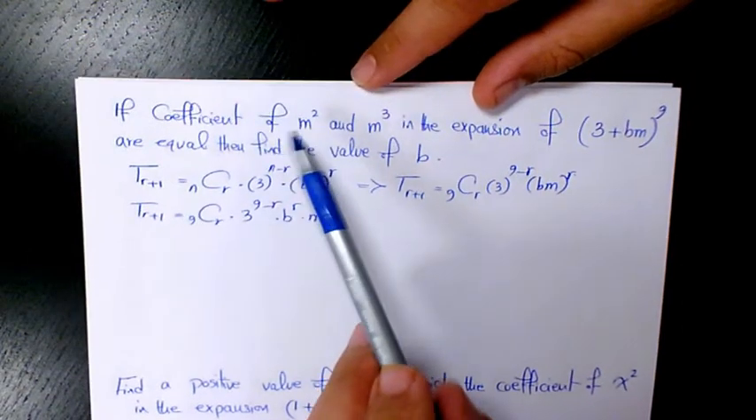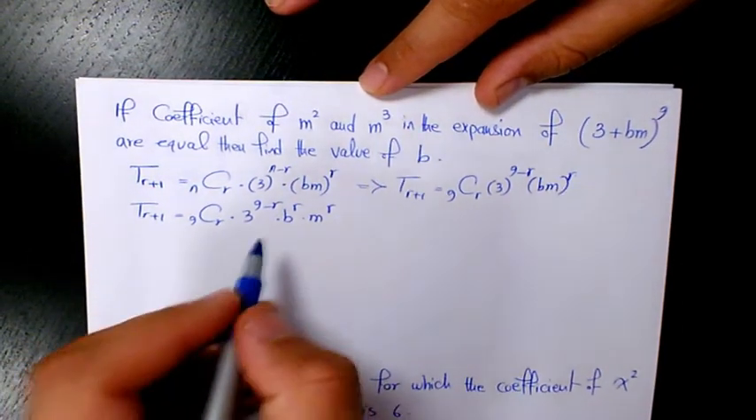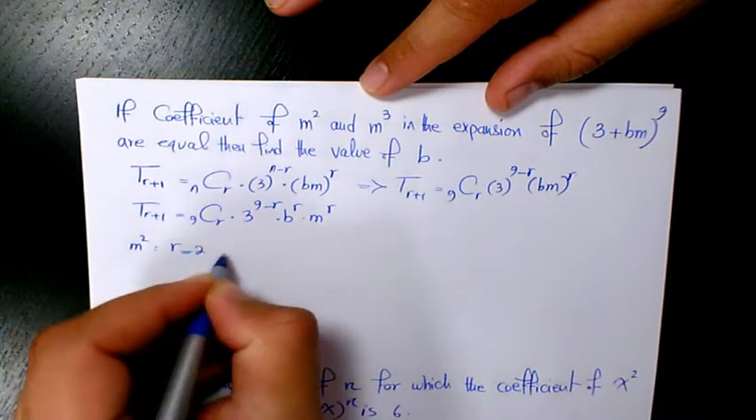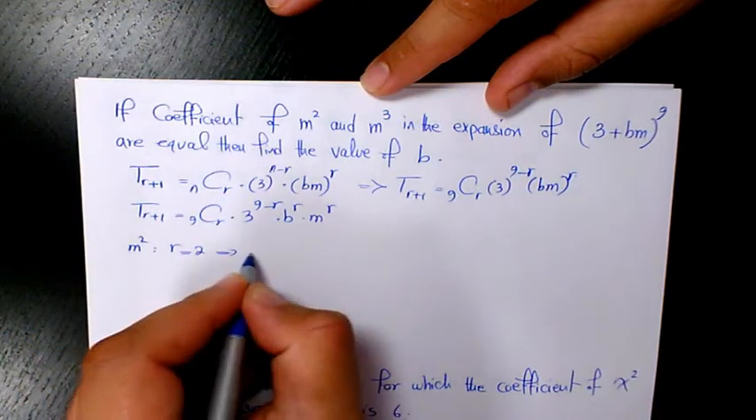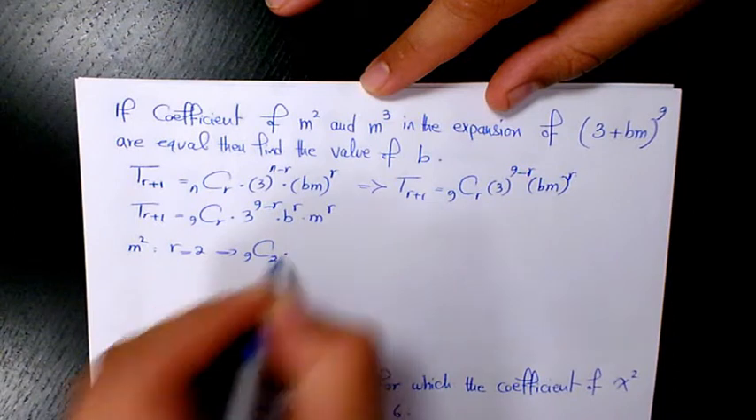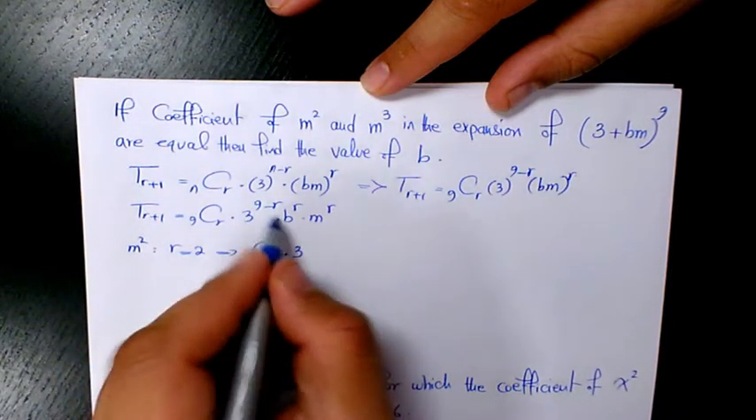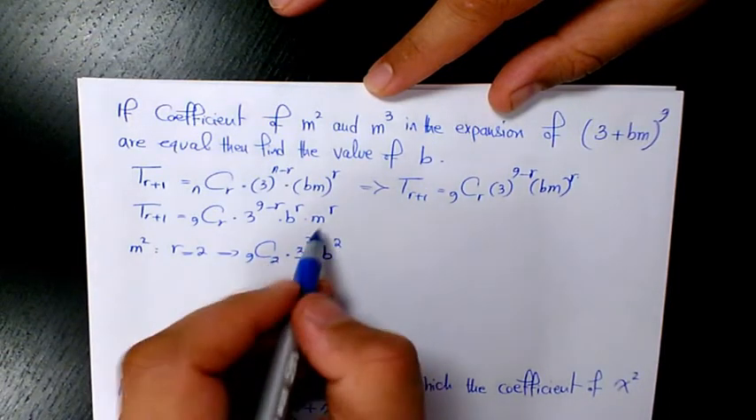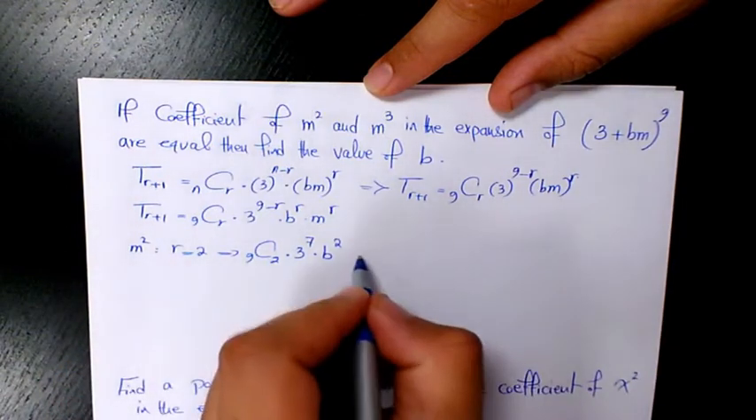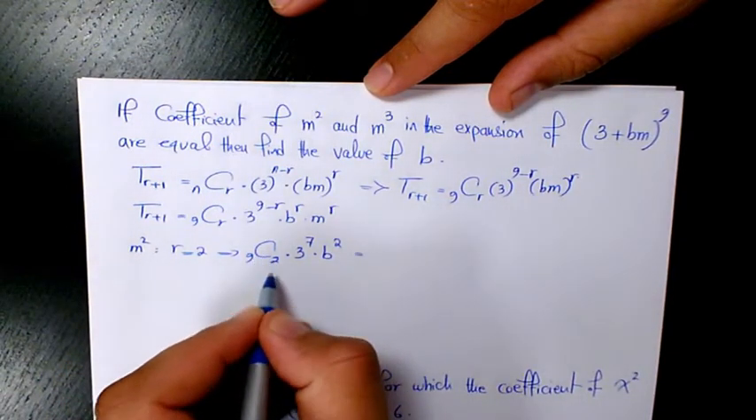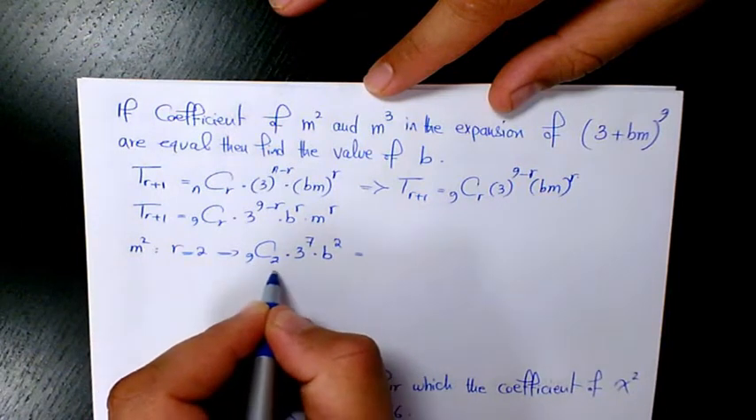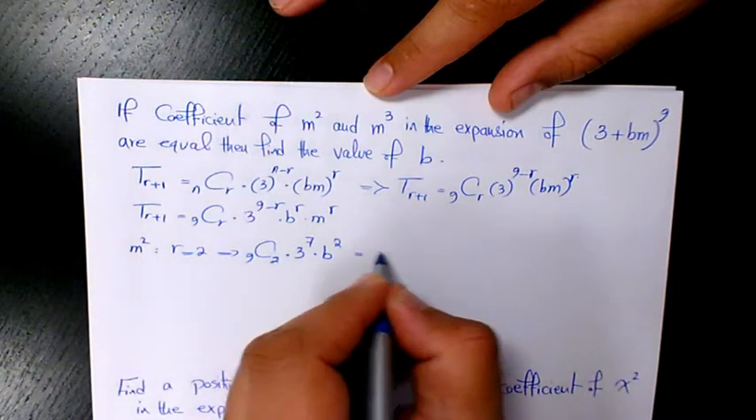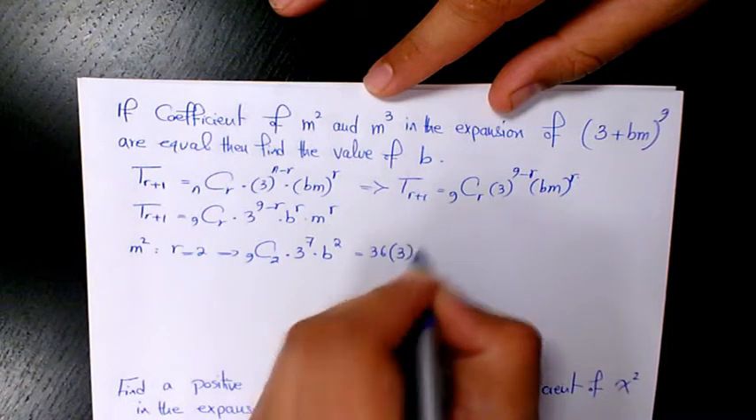Now it says the coefficients of m squared and m cubed are the same. When you're talking about m squared, it means that r is 2. So the coefficient is going to be 9C2, 3 to the power of 9 minus 2, which is 7, b to the power of 2, and m to the power of 2. That coefficient is 9 factorial divided by 7 factorial divided by 2 factorial, which is 8 times 9 divided by 2. That's 4 times 9, which is 36, 3 to the power of 7, b to the power of 2.